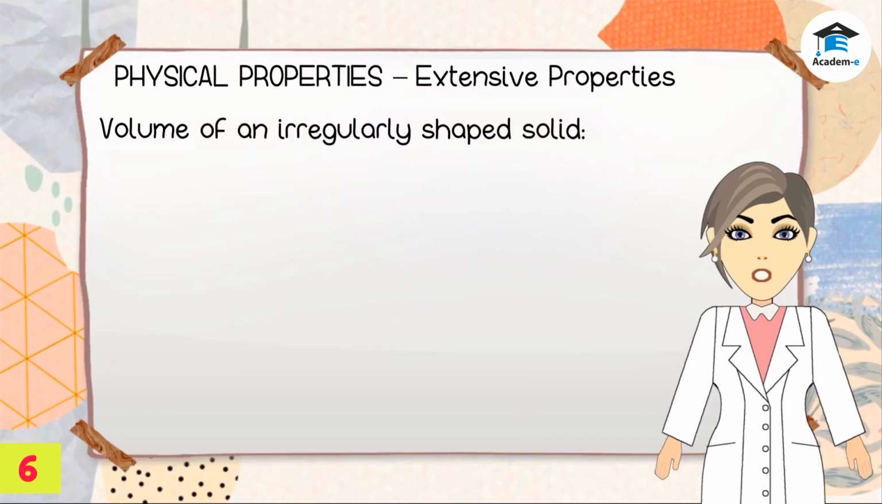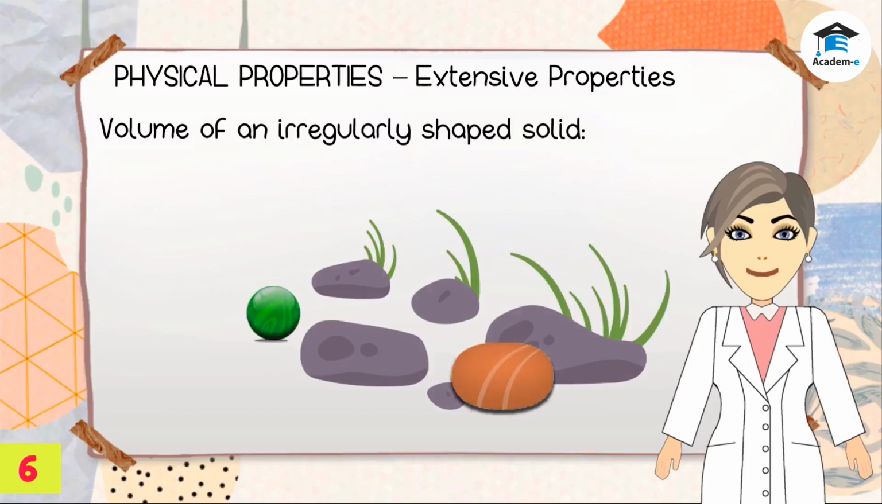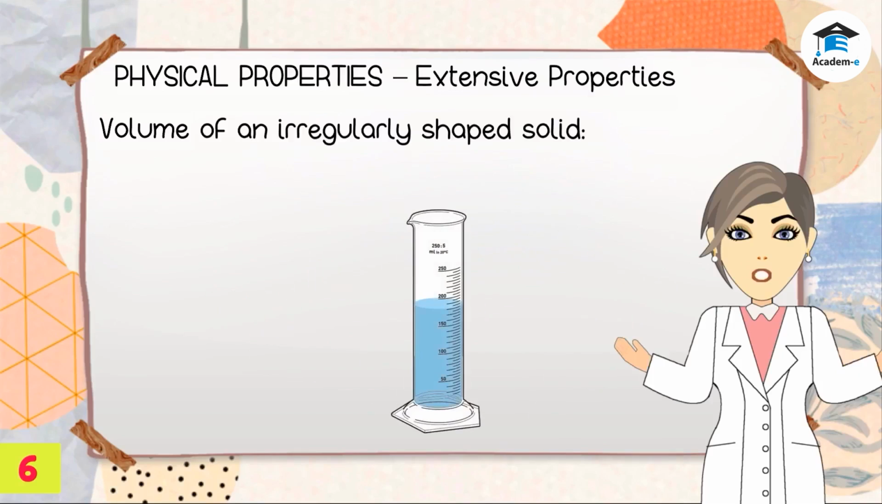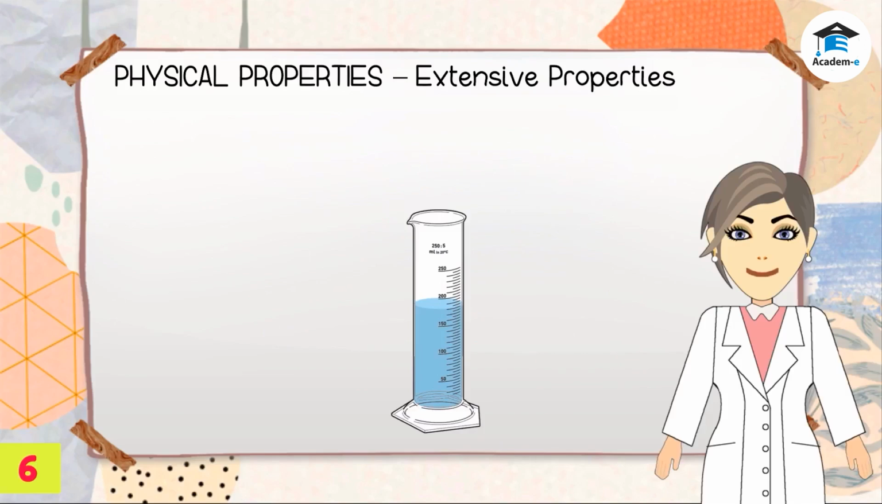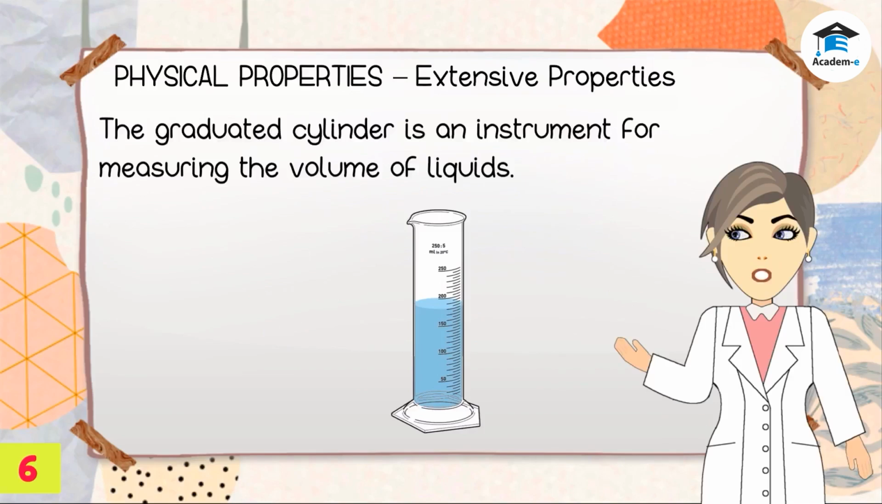To get the volume of an irregular solid such as a marble or a piece of rock, you may use the displacement method. In this method, you will need a graduated cylinder and some water. The graduated cylinder is an instrument for measuring the volume of liquids.